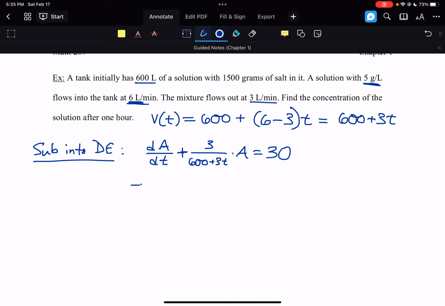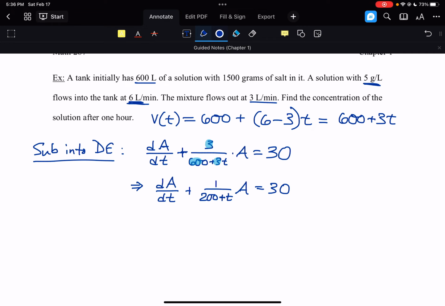And we can simplify this a little bit. Notice there's a common 3 in all of those terms, so we can go ahead and take that out and cancel it. So we get dA/dt plus 1 over 200 plus t, times A, equals 30. Now this is in the proper form for our first order linear differential equations.